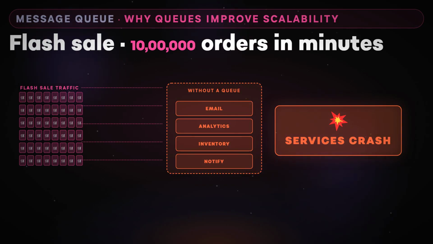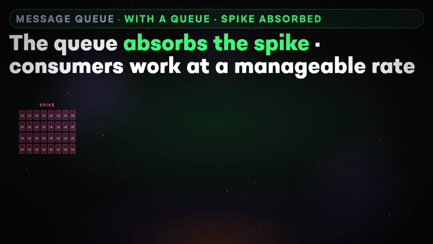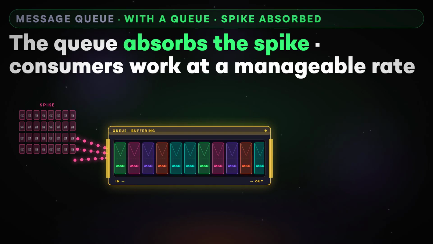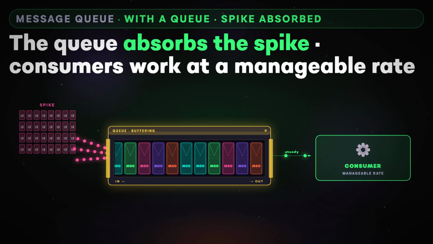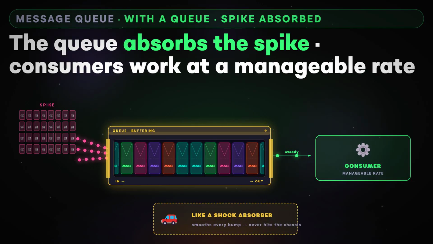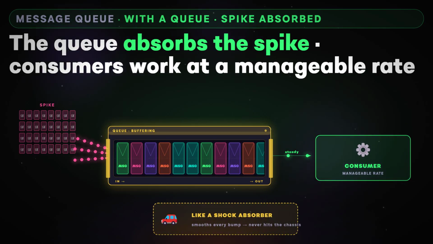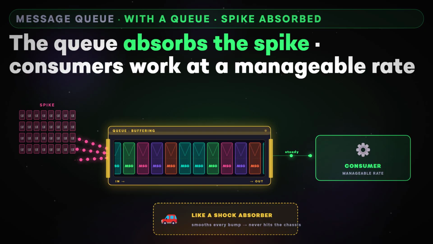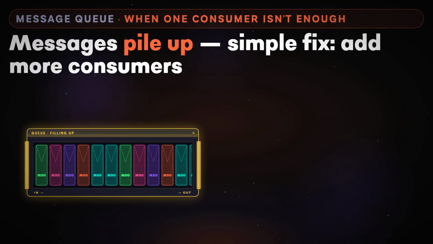With a queue, incoming messages are stored. The queue absorbs the traffic spike. Consumer processes messages at a manageable rate. Think of a queue like a shock absorber in a car. Instead of passing every bump directly to a vehicle, it smooths everything out. Message queue does the same thing for distributed system.